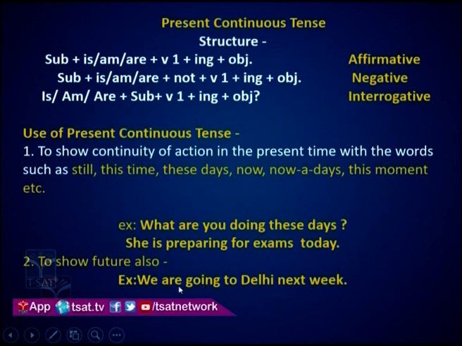When we talk about future also, we use the ing form. For example, we are going to Delhi next week. You did not go yet, you are planning, but this is not a future time. You are talking in present continuous. We are going to Delhi next week. This also talks about present continuous tense.